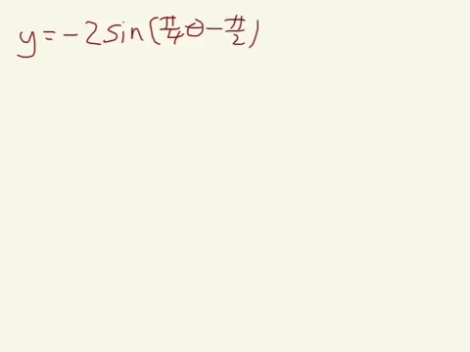I just made up a pretty exciting problem on the spot, so I hope you follow along. y equals negative 2 sine of pi over 4 theta minus pi over 2, minus 1. So we have everything going on: an amplitude that's negative, a B, a C, and even a D. Let's see what happens.